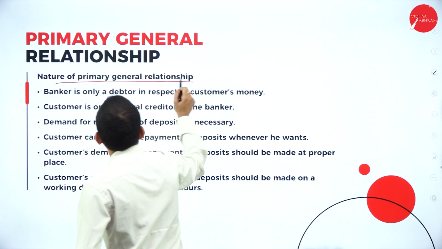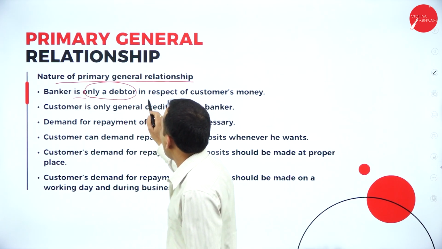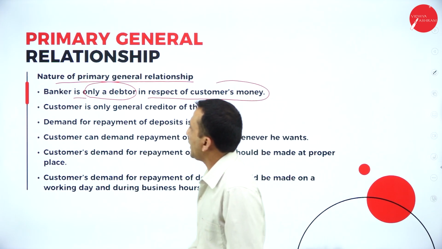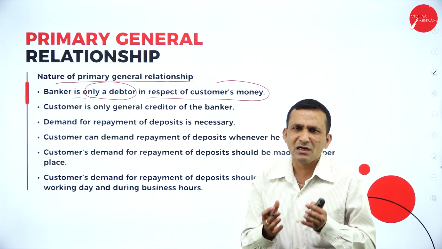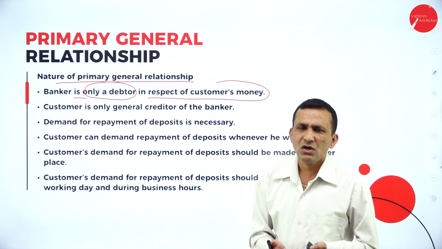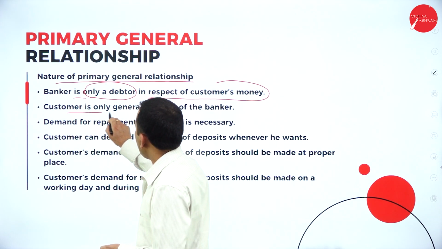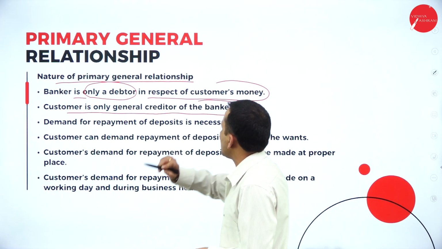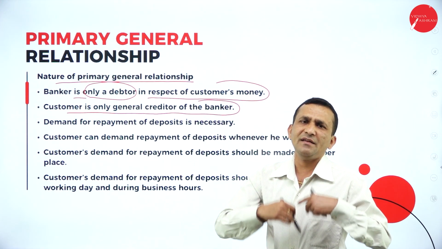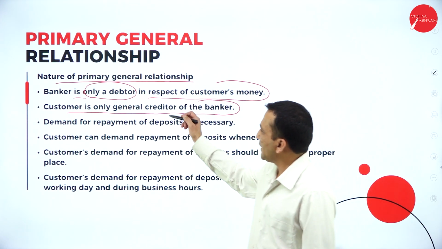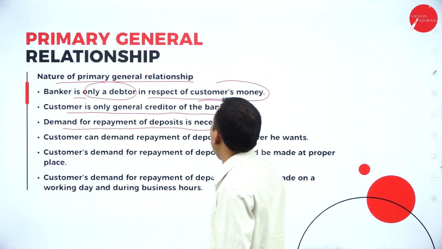So regarding the nature of the primary general relationship, the banker is a debtor in respect of the customer's money. Sometimes the bankers act like a debtor, because the customer's money you have to return. At the time of a loan, sometimes the banker is a creditor. The customer is only a general debtor of the bank, because the customer's money they accepted, they again have a responsibility to repay. That's why they are debtors. In this case, the loan amount. So the demand for repayment of the deposit is necessary.